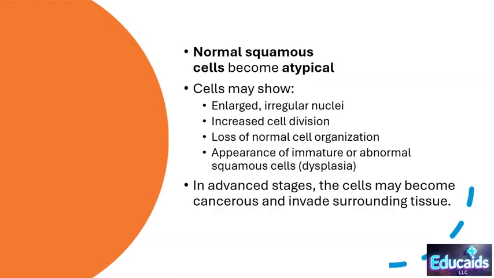So normal squamous cells become atypical. The cells may show enlarged, irregular nuclei, increased cell division, loss of normal cell organization. They may appear immature or abnormal. In advanced stages, this can become cancerous.